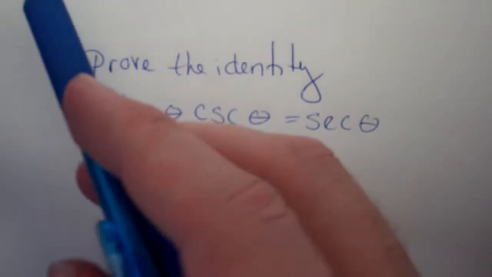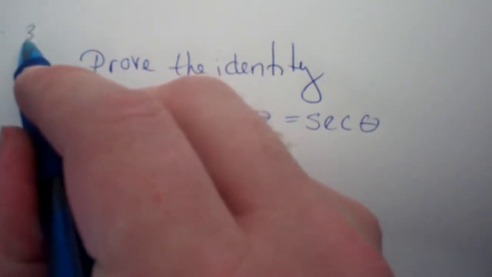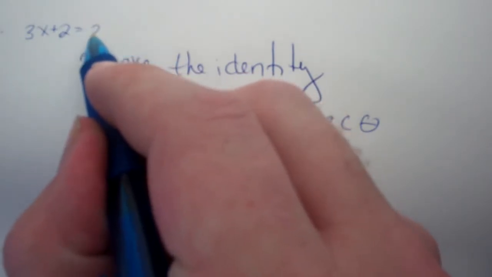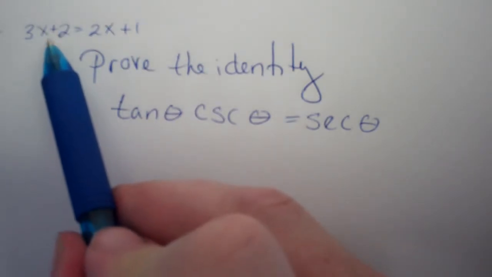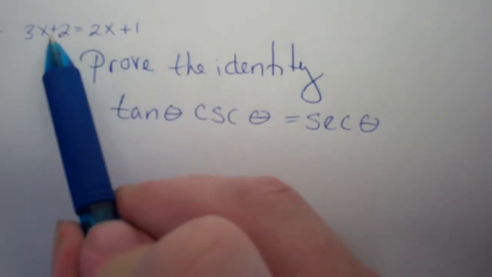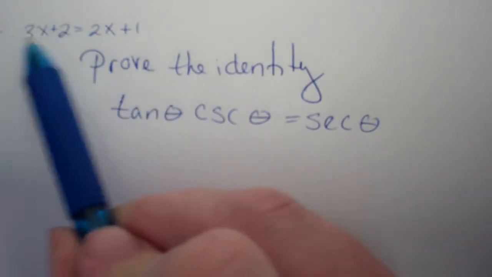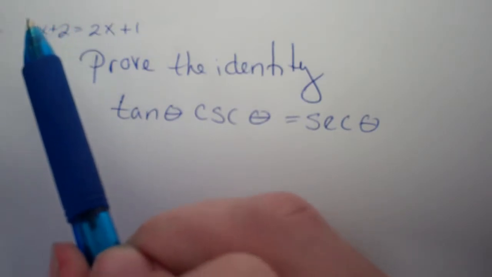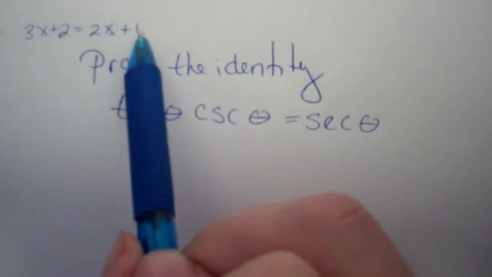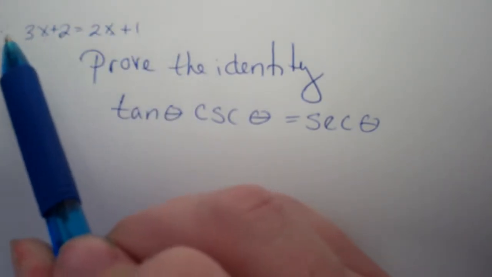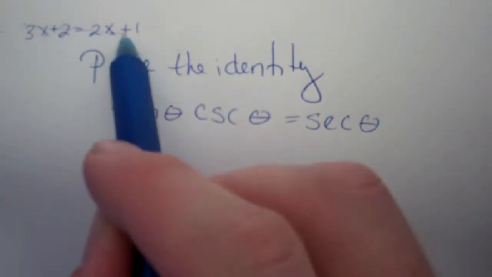It's easy to come up with examples of equations. For example, here's a simple equation. Say 3x plus 2 is equal to 2x plus 1. This is an equation, and there is a value of x that we can put into both sides and it will become true, but it won't work for all values of x. For example, if I put a 0 in here and I put a 0 in there, it would say 2 equals 1, and that's not true. It's not true for every value of x, so this is an equation, but it's not an identity.